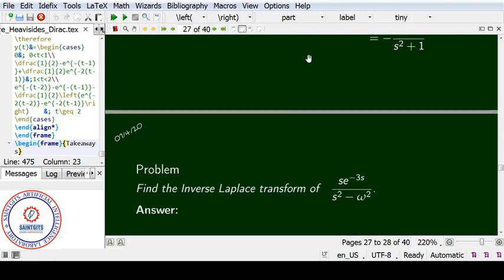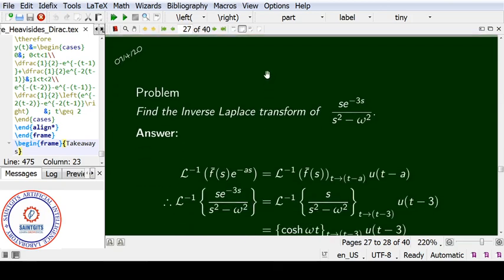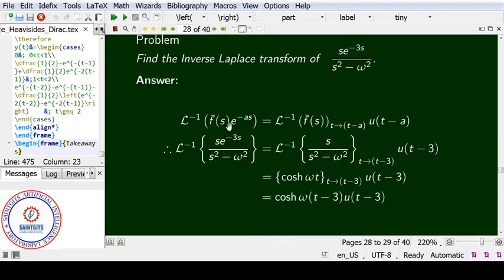Okay. Now we are going to find the inverse Laplace transform involving the e raised to minus as term. Find the inverse Laplace transform of s into e raised to minus 3s by s square minus omega square. The first step is using this result: L inverse of f bar of s into e raised to minus as is equal to L inverse of f bar of s with t tends to t minus a into u of t minus a. We can think of it like this. The effect of e raised to minus as in this transform is u of t minus a. Then hide this term. The remaining term is L inverse of f bar of s. Write that L inverse of f bar of s. And finally replace this t by t minus a.